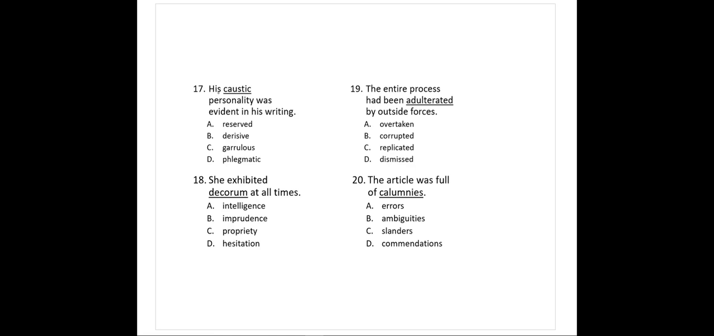Number 17, his caustic personality was evident in his writing. So this is either going to be a positive or a negative, right? So the question is, does this guy have a good personality or a bad personality? Reserved means quiet or not acting quickly. Derisive means to be very kind of negative. Garrulous means very talkative, sociable. And phlegmatic means calm. Best answer here is derisive. People who are caustic are overly negative and bitter in their personality, and that's a synonym of derisive. It comes from the verb to deride. So if I deride you, I'm being critical of you.